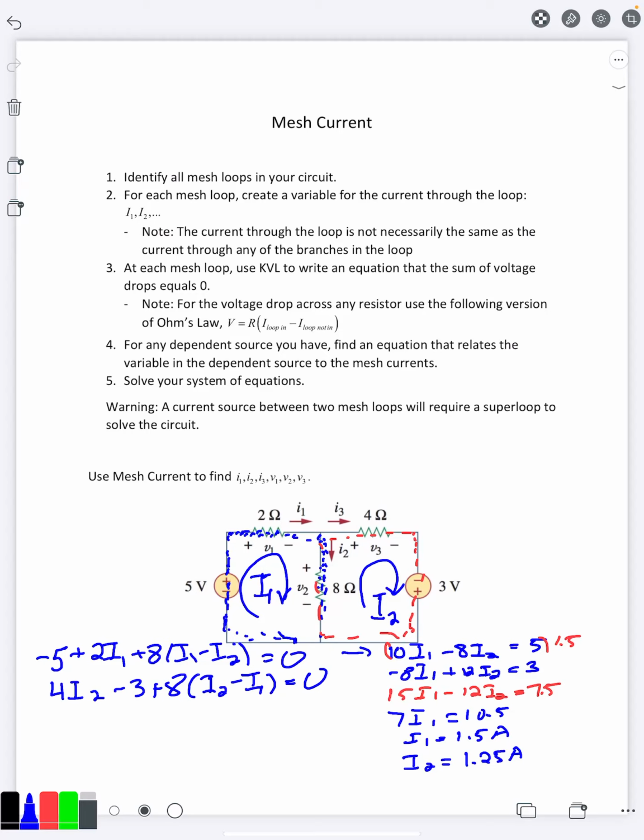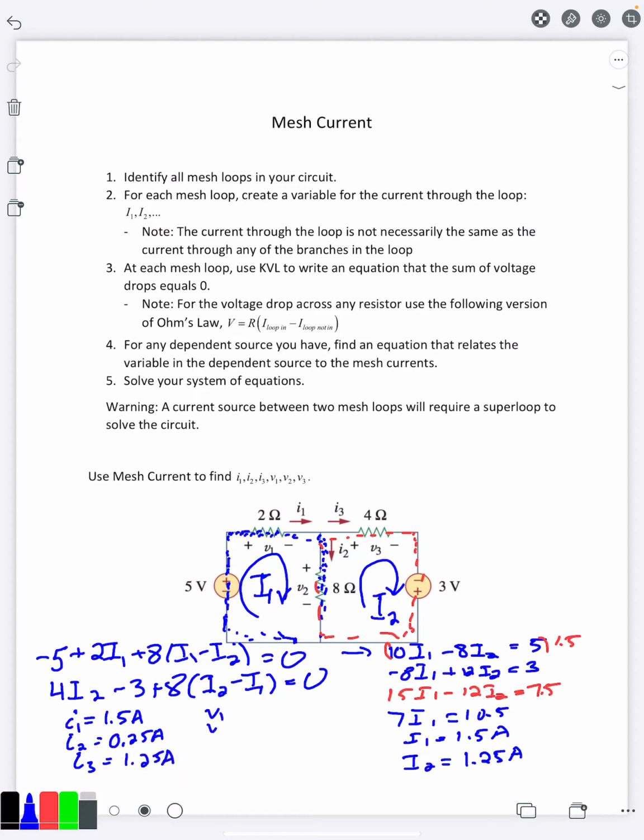And once I find my capital I1 and capital I2, I can go ahead and find everything else in the circuit. So as we said, little I1 happened to be the same as capital I1. Little I2 is the difference between capital I1 and capital I2. It's the net current there. So capital I1 minus I2 is going to be 0.25 amps. And capital I2 is the same as little I3 in this case. So we get 1.25 amps.